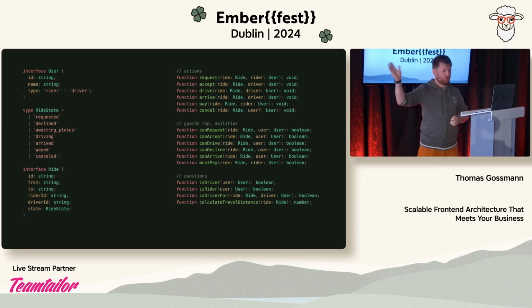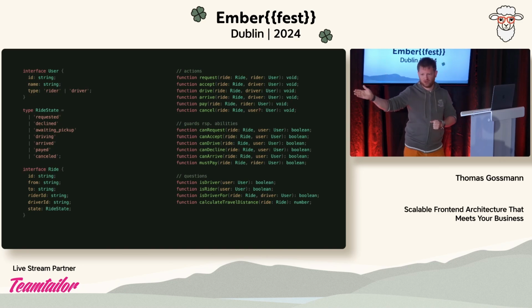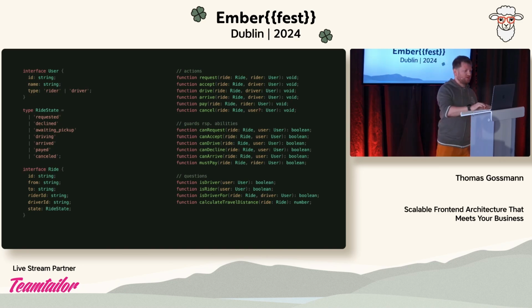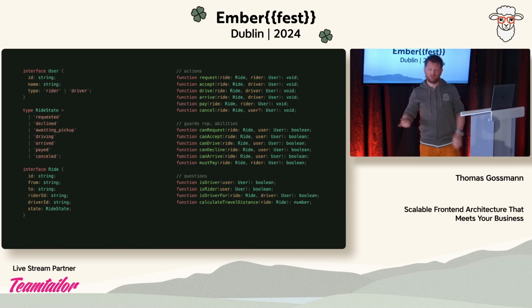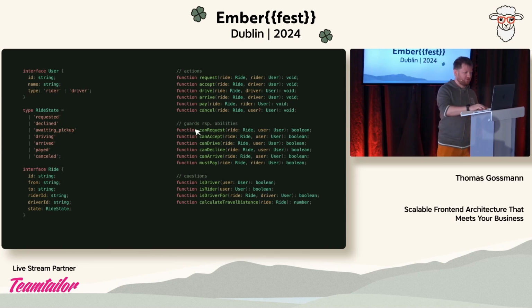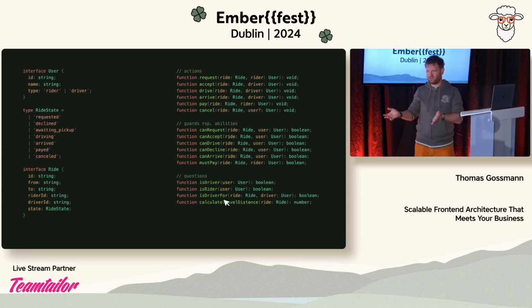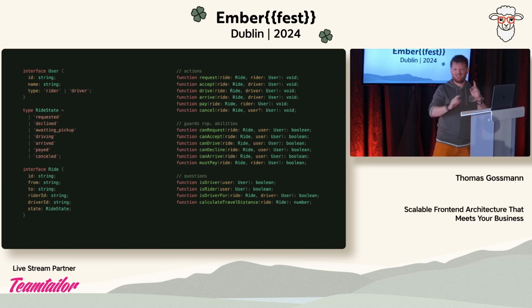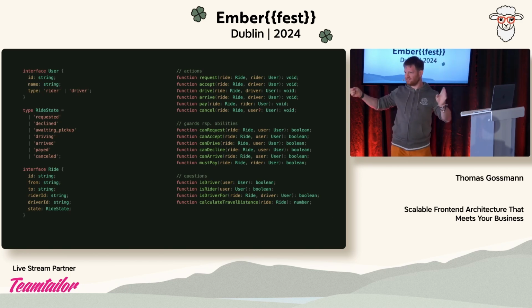These verbs actually tell the story of the product, right? And not everybody is allowed to accept the request; only drivers are allowed to. That's why we also have guards or abilities right here to control that. We may also have questions about the system, such as, is this the driver for that ride? Or can you calculate the travel distance of this ride so we know the kilometers and can display it in the UI?